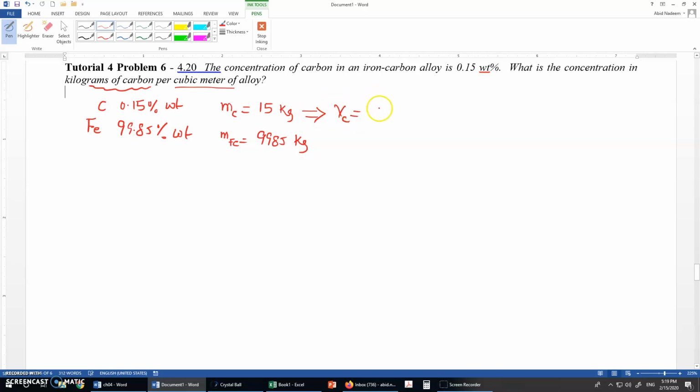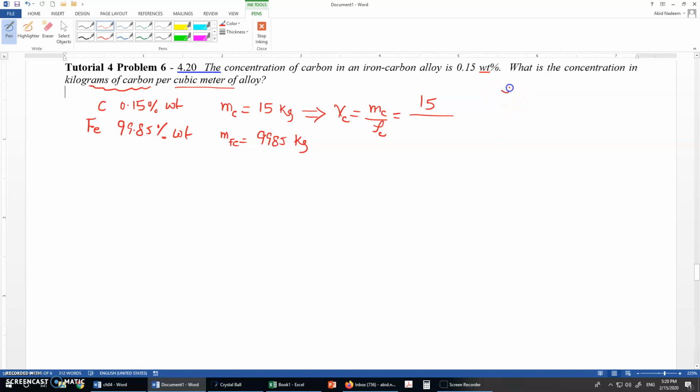So what will be the volume of carbon? Okay, so the volume of carbon will be equal to the mass of carbon divided by the density of carbon. And similarly the mass of iron will be like this. So what will be the volume of carbon? The mass of carbon will be 15 kilogram, and the density of carbon we can find from the tables or the values given in the book.